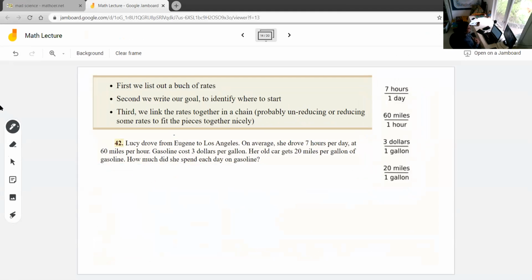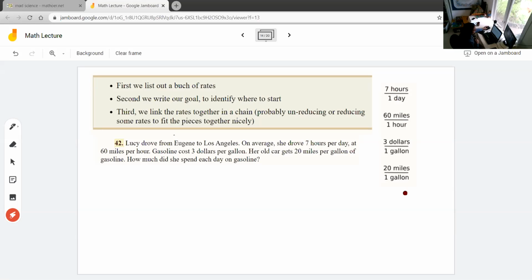Okay, so as an example, Lucy drove from Eugene to LA. On average, she drove 7 hours a day. We just were told that that's the first of our rates. She drives 7 hours a day. She drives 60 miles an hour. Okay. Gasoline costs on average $3 a gallon. And she has an old car that only gets 20 miles a gallon for her mileage. The question is, how much did she spend each day on gas?